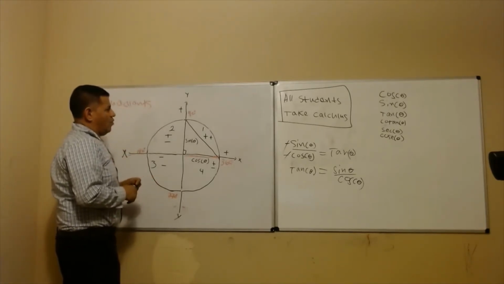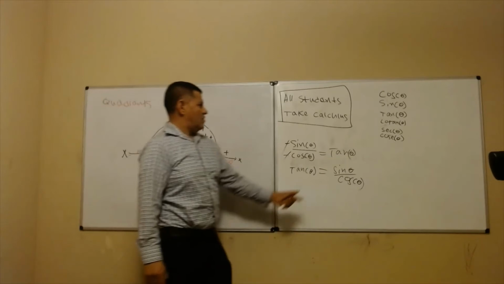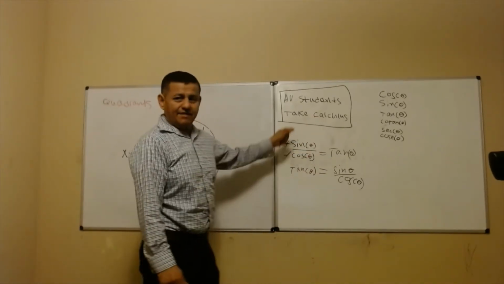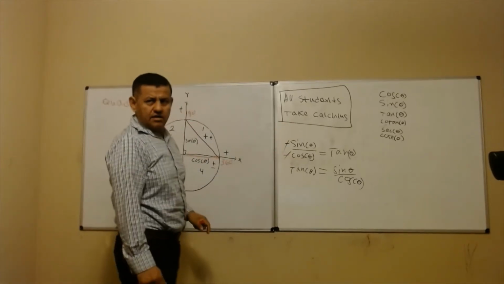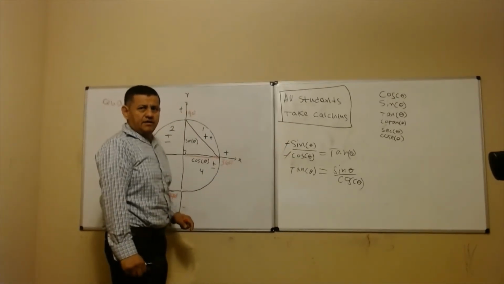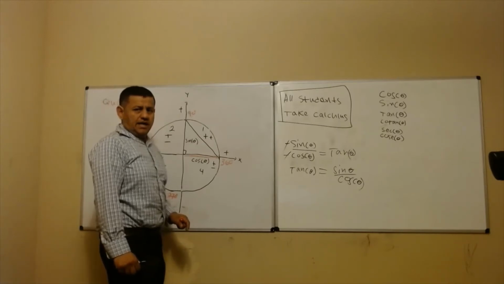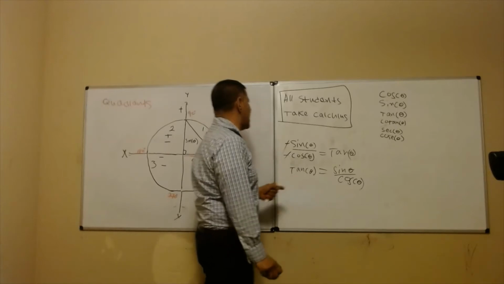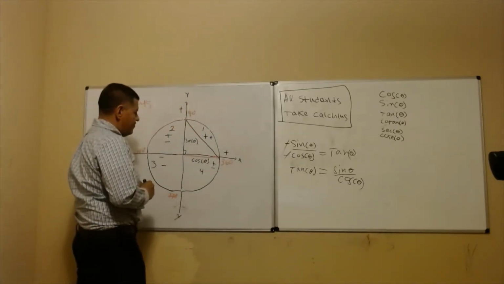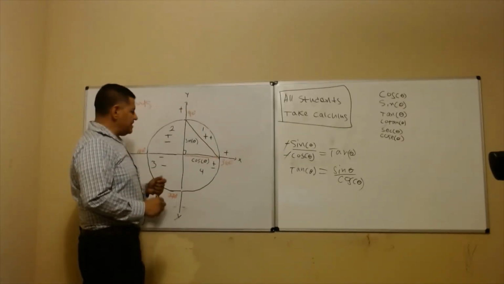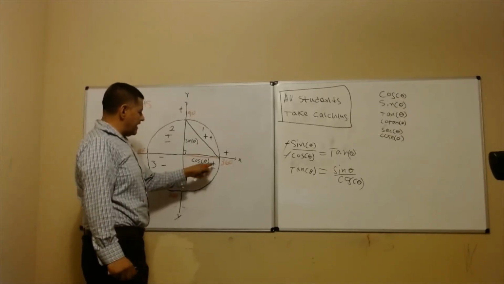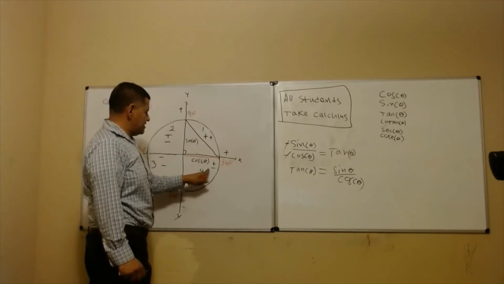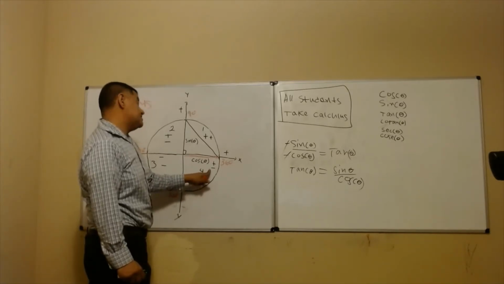Now, what about here? Calculus, right? C stands for what? It stands for cosine. And if C stands for cosine, then that means that here cosine is positive and sine is negative, right?